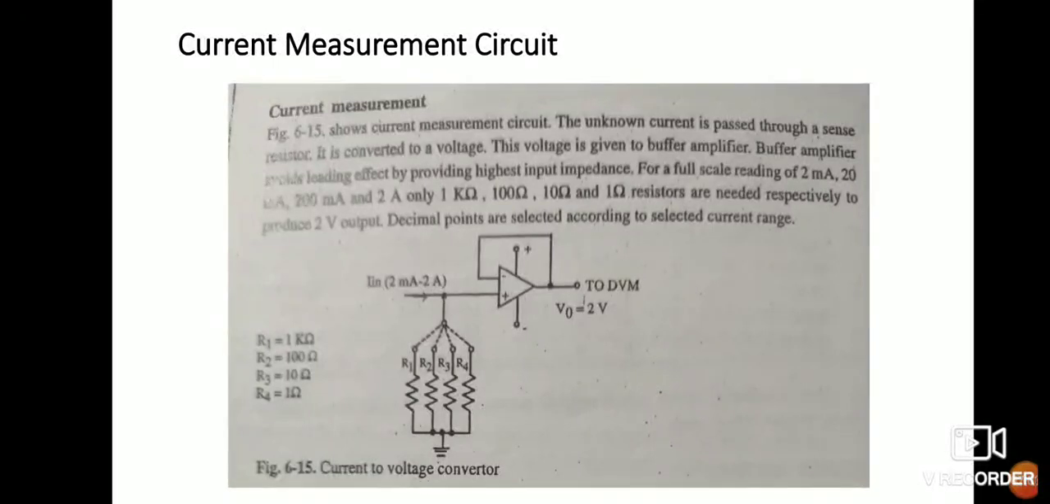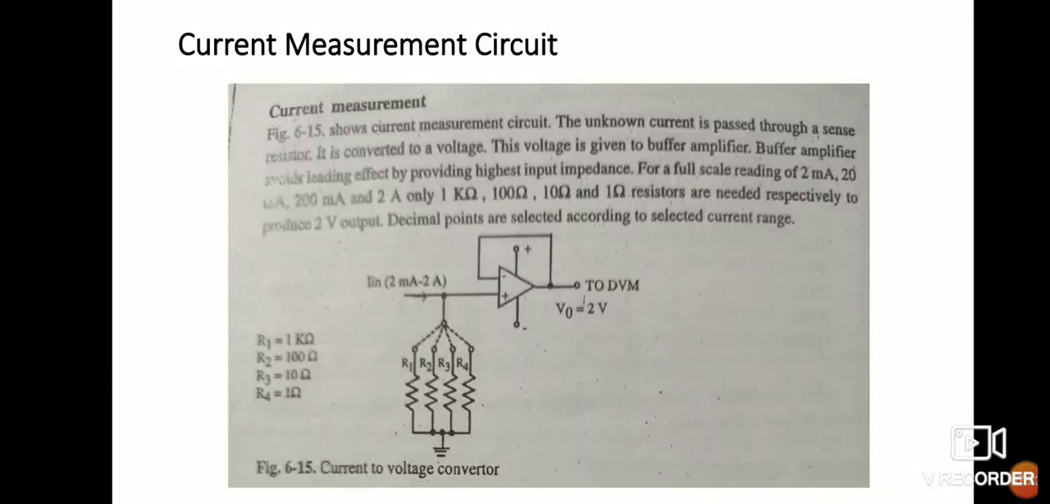If that current is passing through a resistor, then it will develop a voltage across that resistor. So the unknown current is passed through sense resistors and converted into voltage. If current is passing through a resistor, then the voltage will drop across that resistor, and that voltage is given to the positive terminal of the op amp.